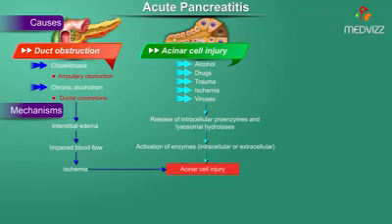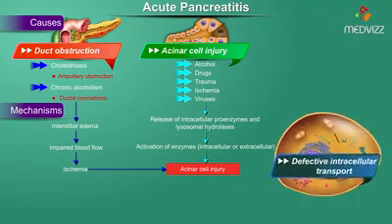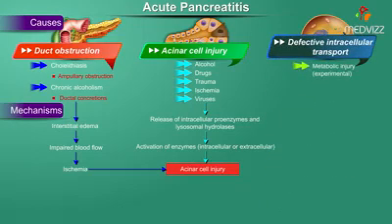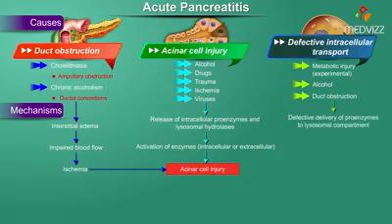The less common modality is a defective intracellular transport. Now, whenever there is metabolic injury, or when there is alcohol consumption in excess, or if there is duct obstruction, all of these lead to defective delivery of proenzymes to the lysosomal compartment for hydrolysis. As a result, there is intracellular activation of enzymes and results in acinar cell injury.